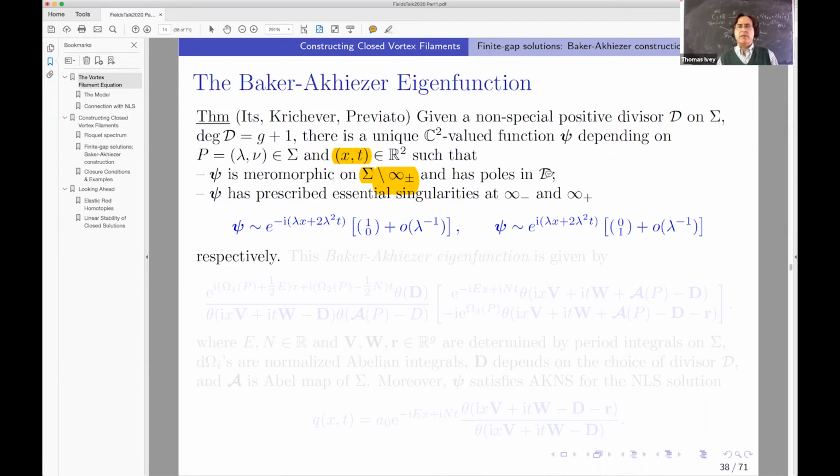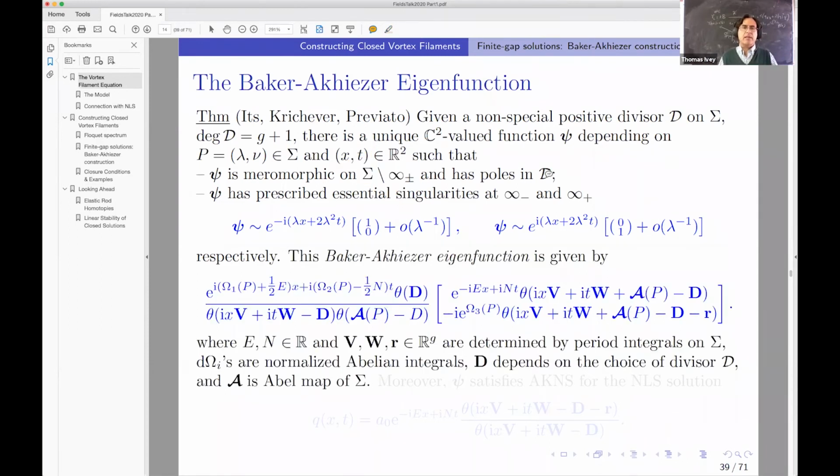We pick a divisor on the Riemann surface and ask that the poles of this meromorphic function be inside that divisor. We prescribe its essential singularities at those 2 points at infinity, infinity minus and infinity plus, in a way that depends on x and t. And with all that input, it turns out we can actually write down in a unique way such a function. And it's kind of a nightmare formula. Its ingredients are that theta function I showed you on the previous slide, evaluated at a linear combination of x and t, with terms that depend on the Abel map.